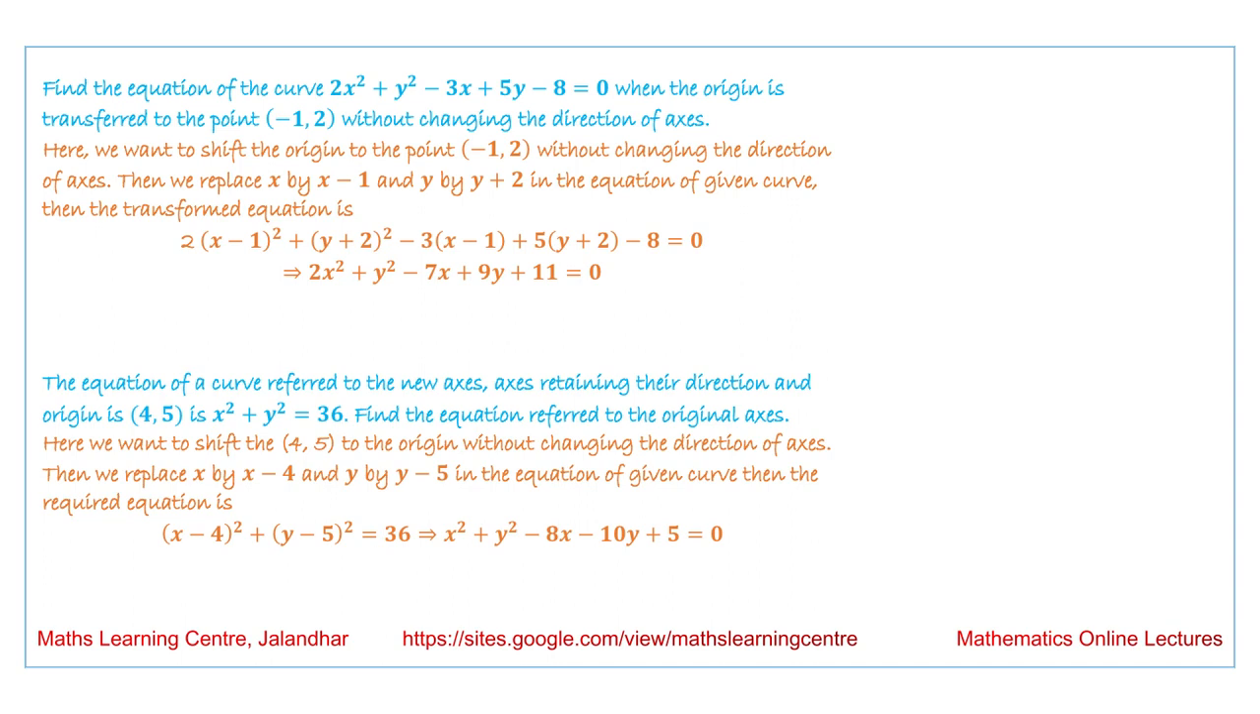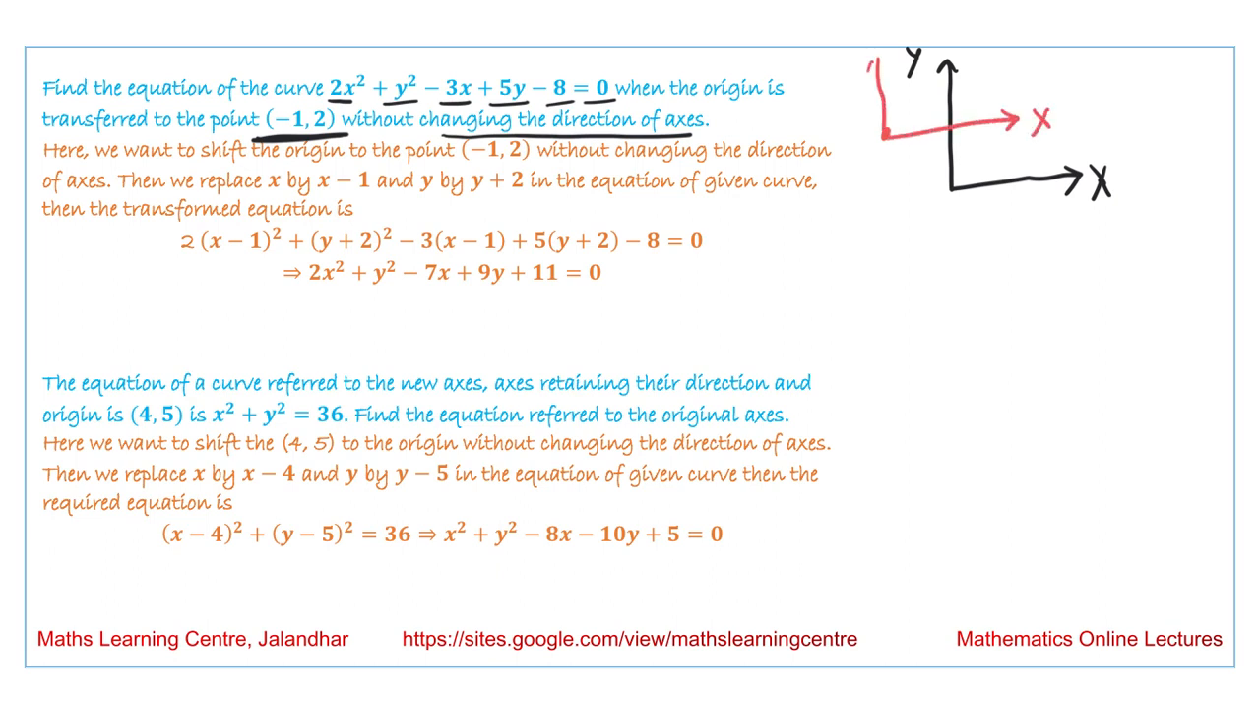The first problem we have: the equation of the curve x square plus y square minus 3x plus 5y minus 8 is equal to 0, when the origin is transferred to the point (minus 1, 2) without changing the direction of axis. We have to find the equation. So these are the original axes, the x axis and y axis. The new axes are shifted to the point (minus 1, 2) somewhere over here, and their directions are parallel to the given axes. This is x dash and y dash.